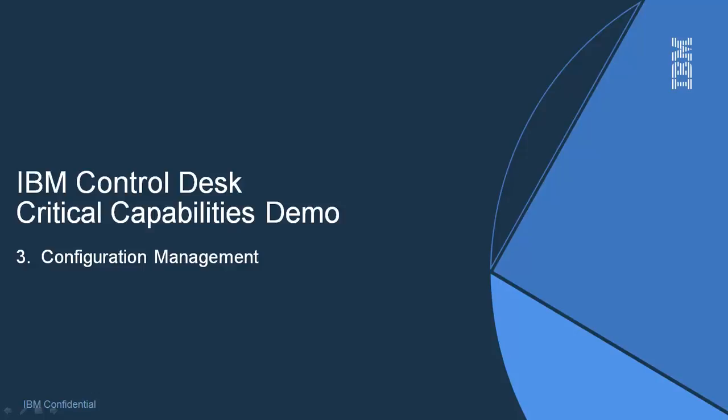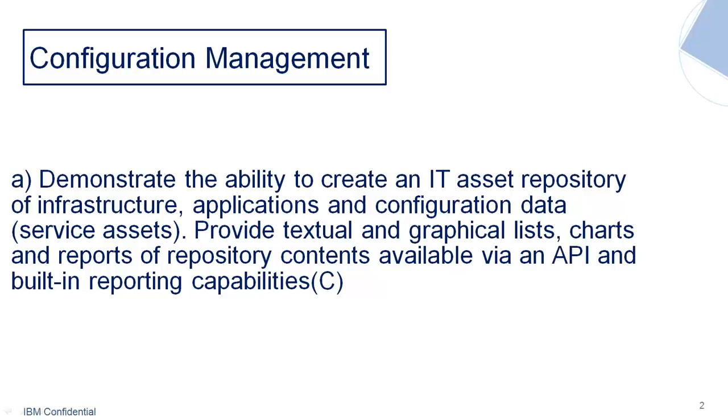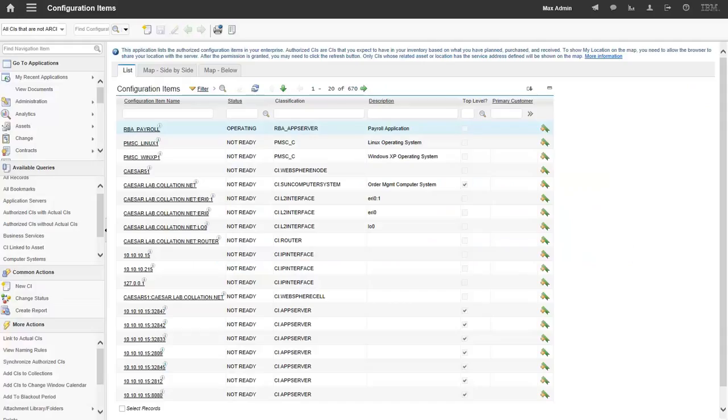Okay, we're going to talk about IBM Control Desk, Critical Capabilities, Section 3, Configuration Management. In particular, we're going to talk about Scenario A. This is the Configuration Items application. This shows our repository of infrastructure, applications, and configuration data.